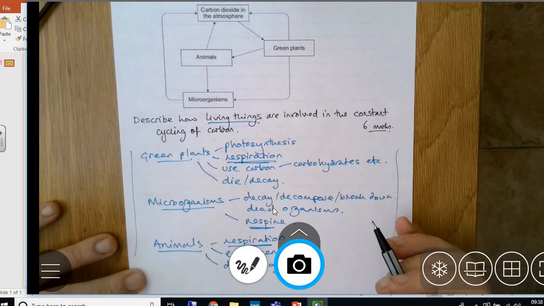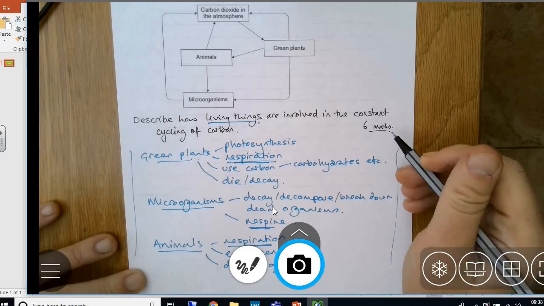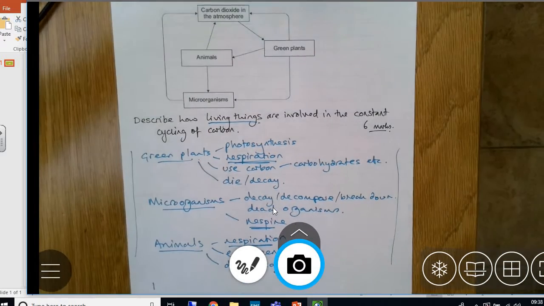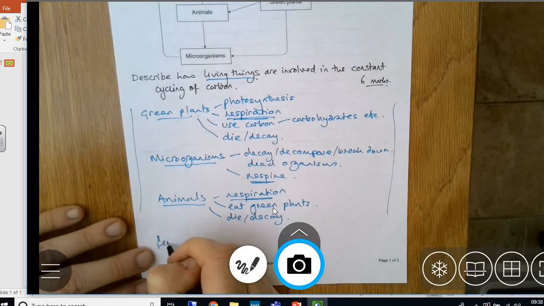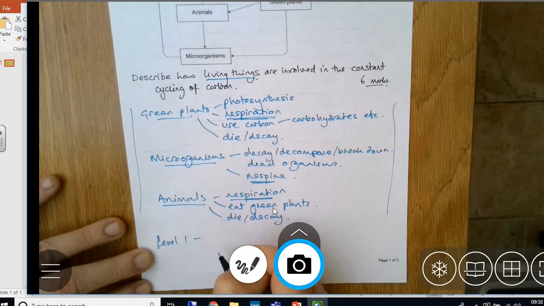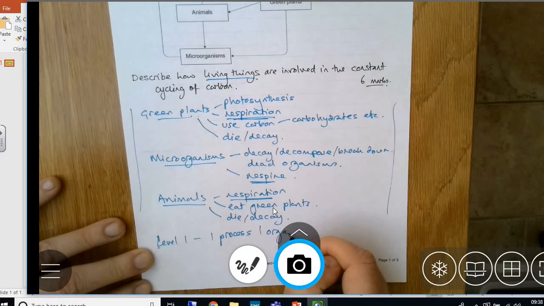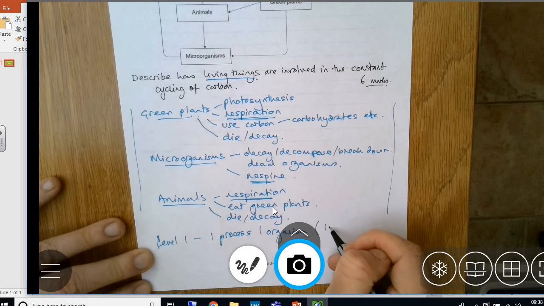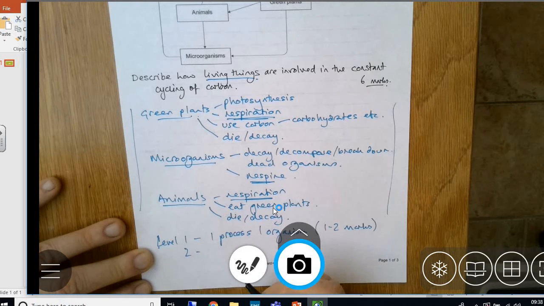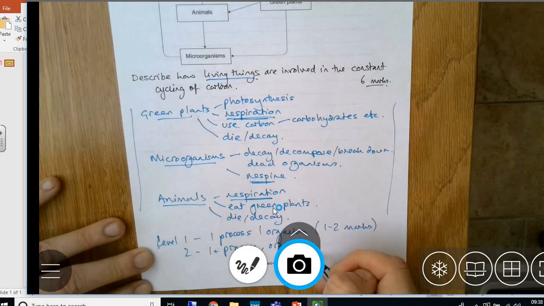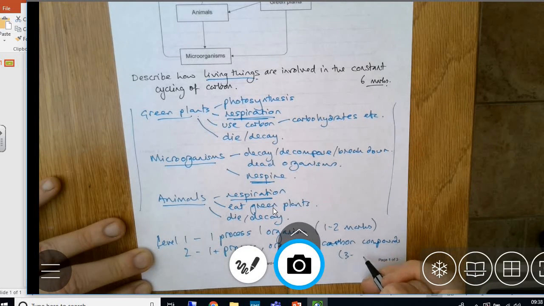Now, there are levels in this exam question. For a level 1 answer, we would expect you to be talking about one process, but only one organism. And that will give us 1 to 2 marks. For a level 2 answer, we're looking at more than one process and organisms and the carbon compounds that are involved. And that's going to give us 3 to 4 marks.